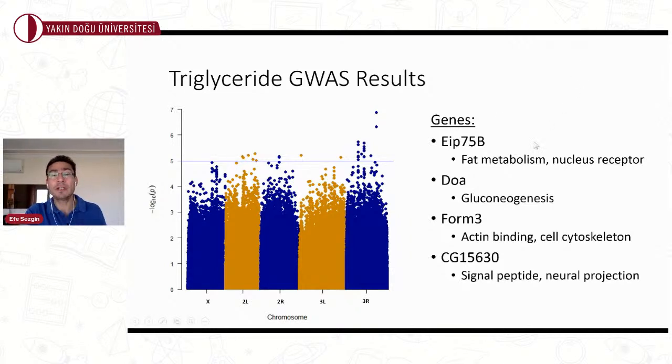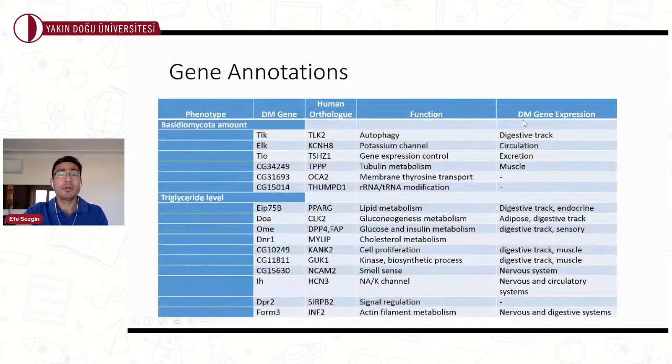We did this genome-wide association study and identified a number of genes. So in this table, we are looking at the genes that seem to be influencing Basidiomycota amount and the triglyceride level. The important thing is that none of them are overlapping. And I'm only showing the genes that also have human orthologs. As you can see, all of these important genes have human orthologs. So our results are meaningful in terms of humans as well. And their function, there is a number of functions.